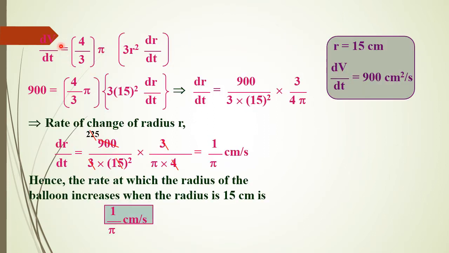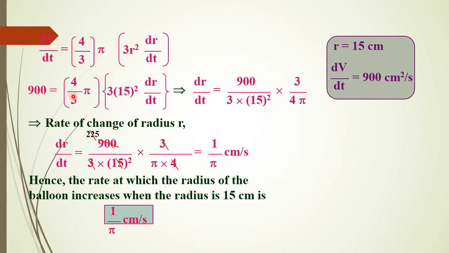Next, differentiate the given term V equals 4 by 3 pi r cube. Here differentiate V with respect to t. Therefore, it can be written as dV by dt equals 4 by 3 pi. These two are constant terms, so you take them out of the differentiation. Then r cube differentiation, with respect to time, can be written as 3r to the power 3 minus 1, that is r square. And the base differentiation, r differentiation, will be dr divided by dt. dV by dt is given as 900 centimeter cube per second.